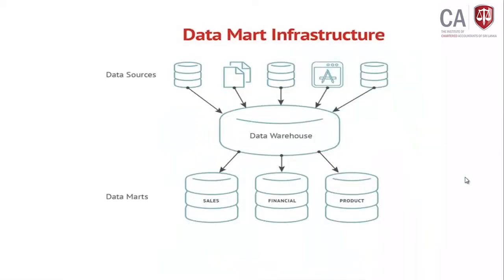Data mart. What is this data mart? This is the warehouse that we talked about. All data which is coming from different sources will be loaded and stored here, and then that will be divided into different categories. That is called a data mart: sales category, finance, products. From this picture it is easy for you to understand.